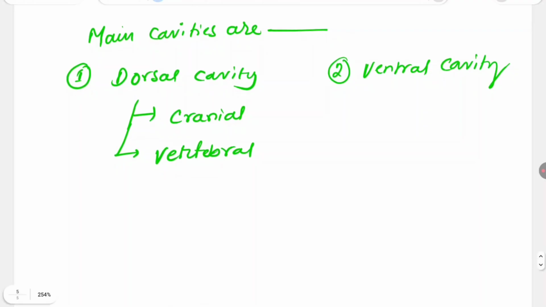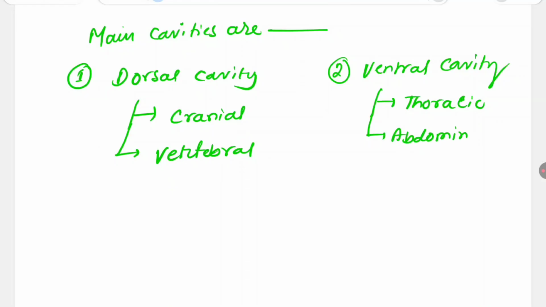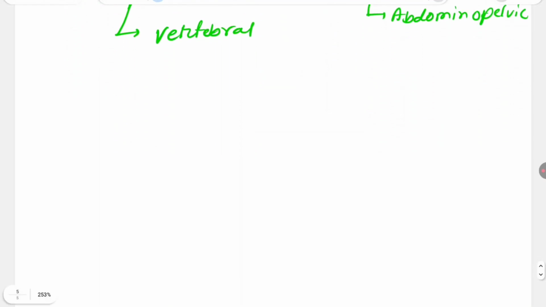And the ventral cavity is again divided into, one is thoracic cavity and one is abdominopelvic cavity. Okay, so one by one we will discuss.